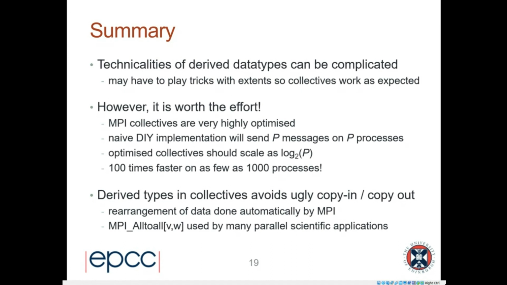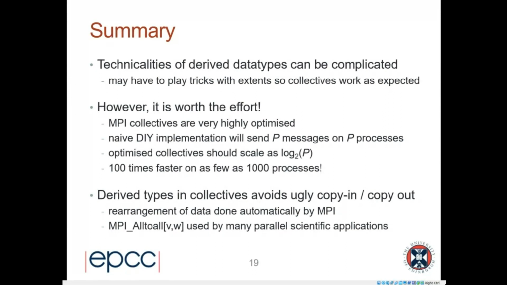You can do copy in, copy out. You could rearrange your data into the correct pattern, do the all-to-all, and then unpack it at the other end. But derived data types in collectives avoid this ugly copy in, copy out. It is a bit of playing around, a bit of nastiness, and you need to understand what's going on. But once you've done that, the rearrangement of data is done automatically by MPI. You have a single call to MPI all-to-all V or W, and that's used by many parallel scientific applications.